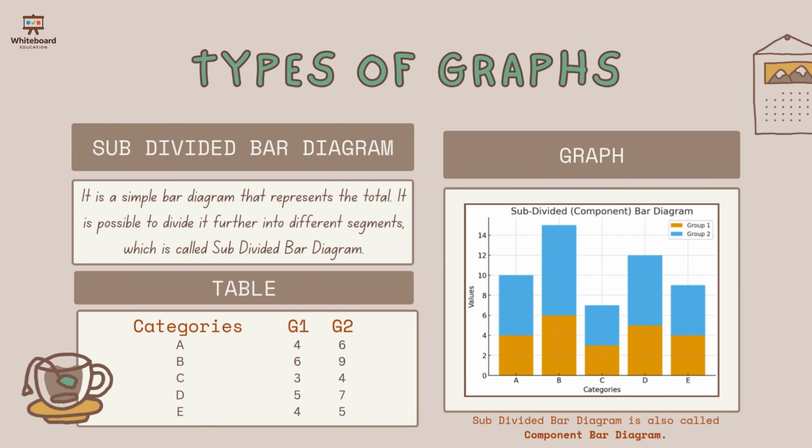Next is the subdivided bar diagram. Subdivided bar diagram is a simple bar diagram that represents the total. It is possible to divide it further into different segments. Remember, subdivided bar diagram is also called a component bar diagram. Here we take a similar example like before. We take categories A till E and corresponding values of two groups, which we compare. But unlike comparing the two groups side by side, like in multiple bar diagram, we get the total of both the groups and divide the total into the two groups in a vertical graph as shown in the figure.